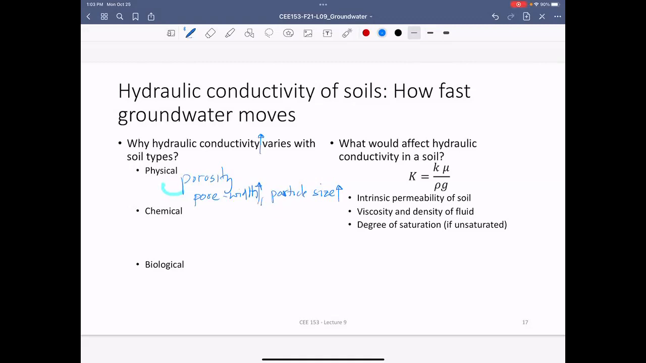Then there are chemical properties. Some kinds of minerals can actually stick to water molecules. If they attract water, then water cannot move fast. That's related to chemicals. Biological is basically related to plugging.